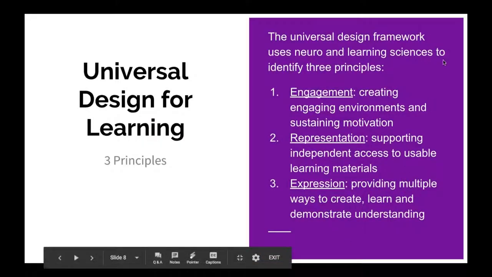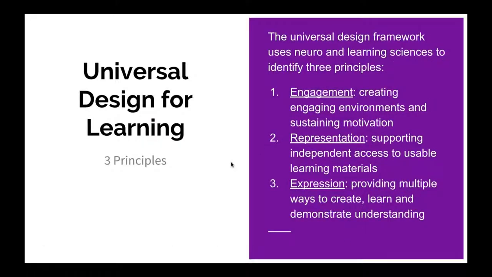So what does this have to do with universal design? Well, universal design is built around three principles. First is engagement: we create engaging environments and sustain motivation for students, and we remove barriers in the classroom that reduce engagement and motivation. Second, representation: supporting independent access to learning materials and removing barriers to learning materials. And third, expression: providing multiple ways to create, learn, and demonstrate understanding.